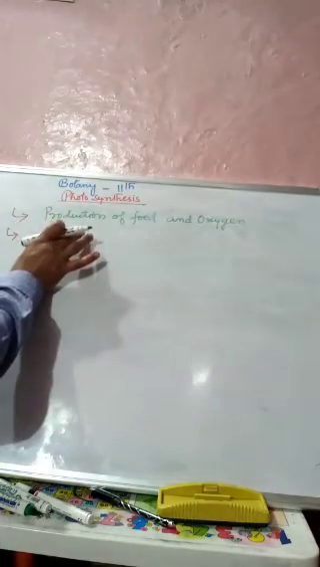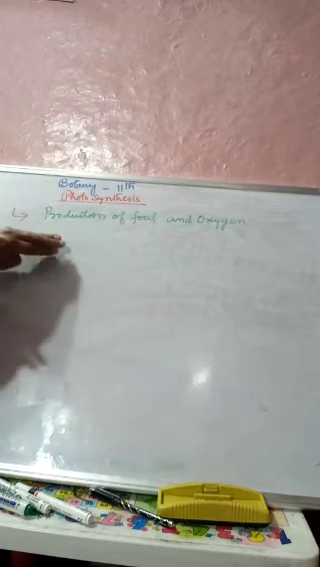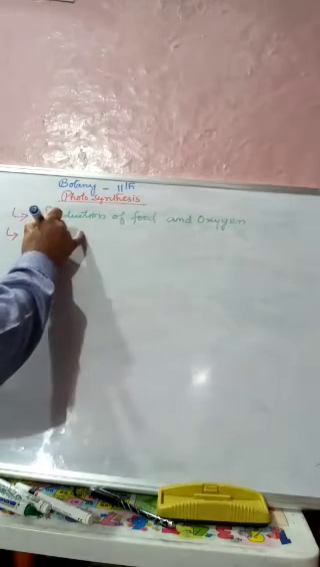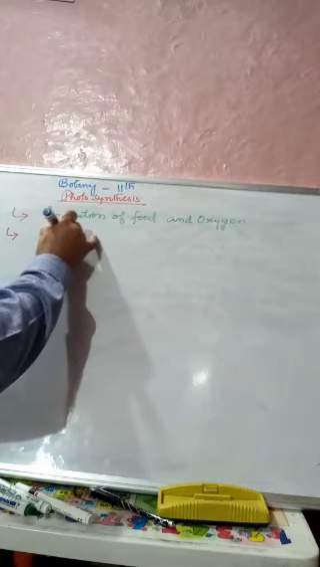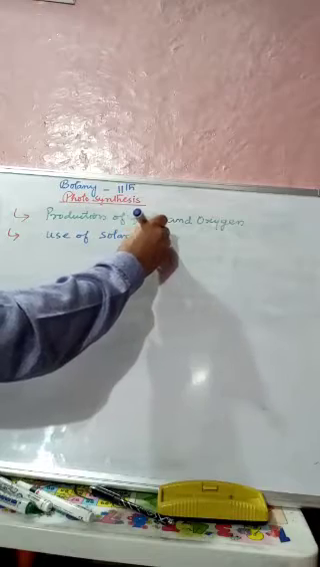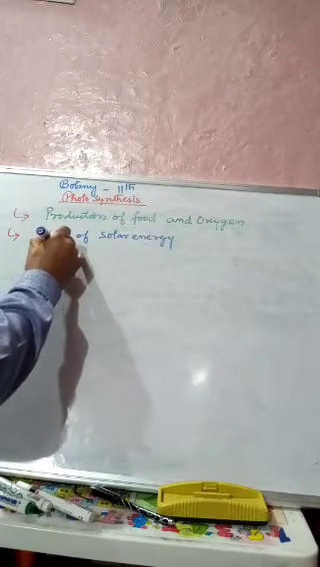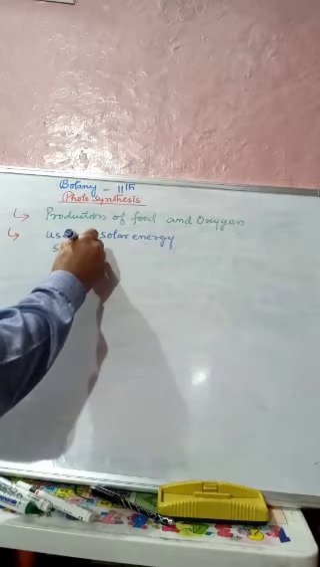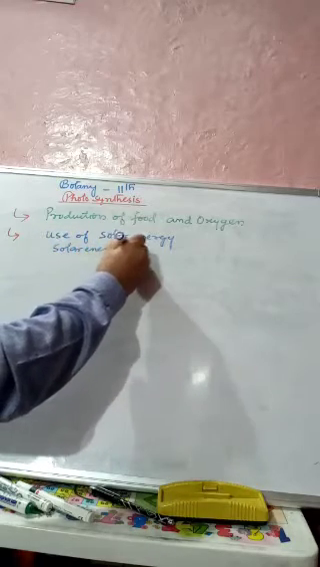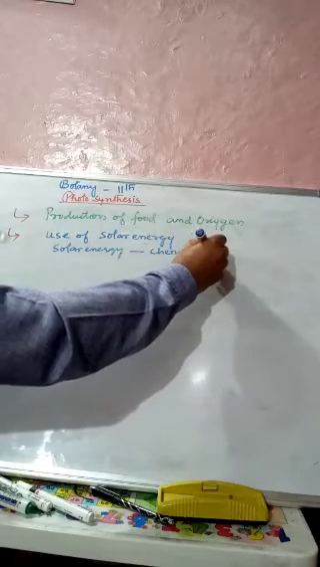The second one: it is only the green plants which, during the process of photosynthesis, utilize, make use of solar energy, and they convert this solar energy into chemical energy.